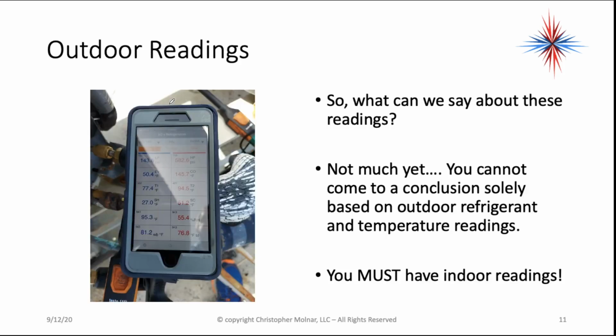So what can we say about these readings? I have 143.6 low pressure, 582 high pressure. That high pressure is a little high if we go back to that design temp slide a few slides ago. I'll take a look at that in a second. My temperature on the suction line is 77.4. My temperature on the liquid line is 94.5. My outdoor temperature is 95.3. So I'm looking at basically 4 numbers here. Actually 5 numbers.